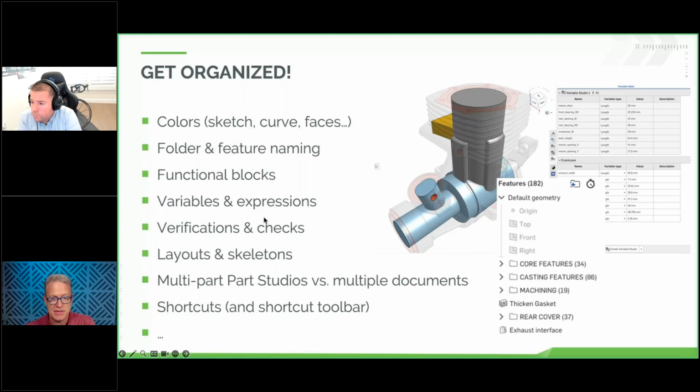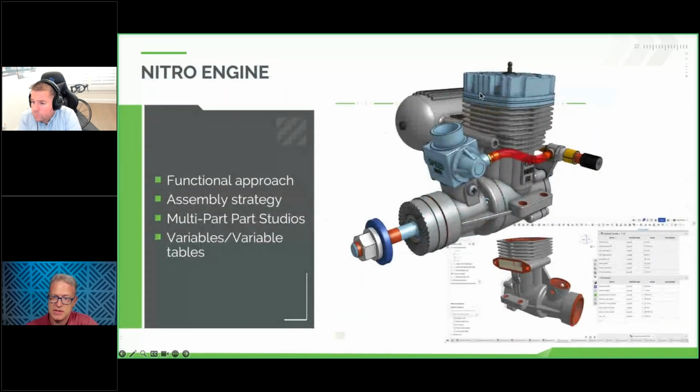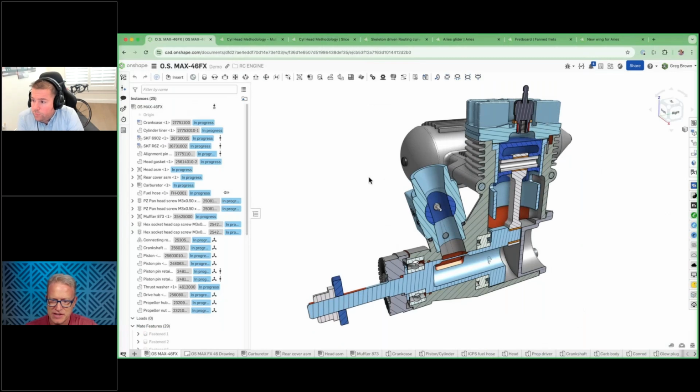So the first example I want to show is my favorite Nitro engine. This is an old engine for a radio controlled car. And the real question about this is multi-part part studio versus assembly versus lots of parts, lots of part studios. Let's try and address some of that right up front here.